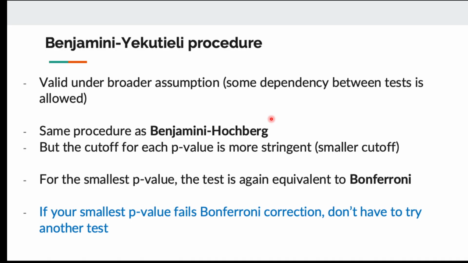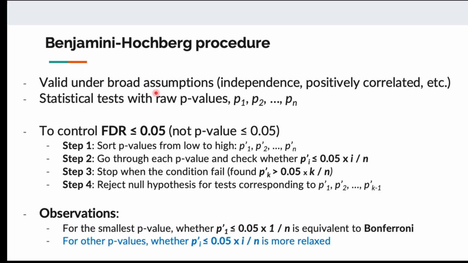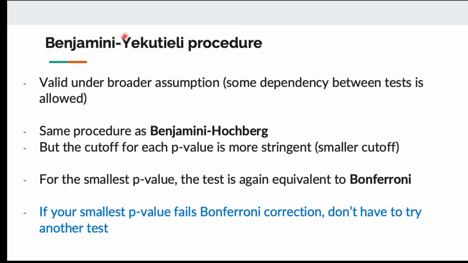The difference between the two is that the Yekutieli version is more generalized than the Hochberg version. The Hochberg version works on independent tests. It works on some positively correlated tests, but there are some situations where you shouldn't use it. And in some of those situations, you can still use this procedure. So this procedure is slightly more stringent, but it's more general. You can use it in more situations in statistics. So let's see how these three differ.